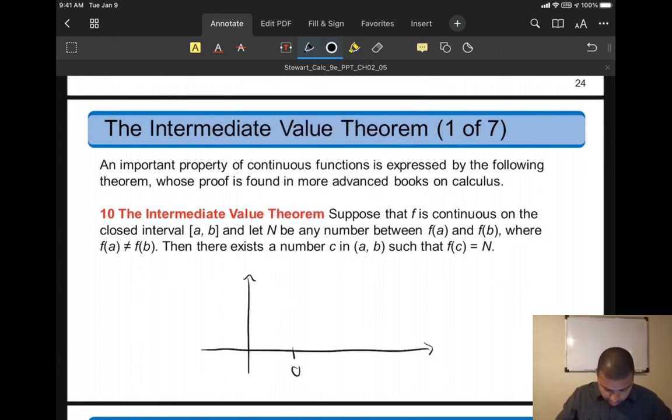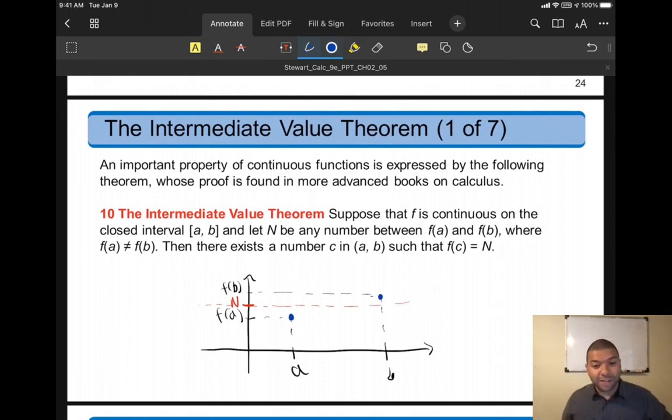I'll explain this better. Here's what this is saying, right? We have a and we have b. Let's say this is f of a, and let's say this is f of b. So all we know about the function is that these two points are part of it. And the theorem is basically saying, let's pick any n in between f of a and f of b. I'll draw a horizontal line. The theorem is saying there has to be some point c that has f of c equals n.